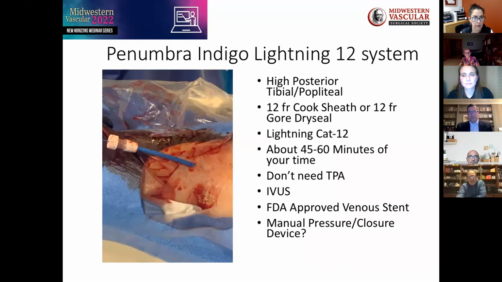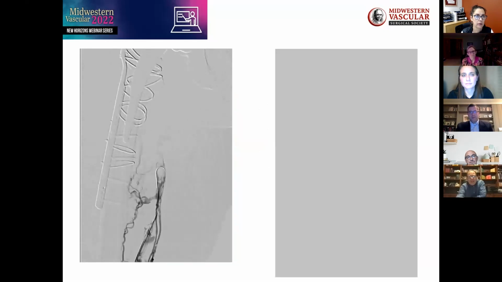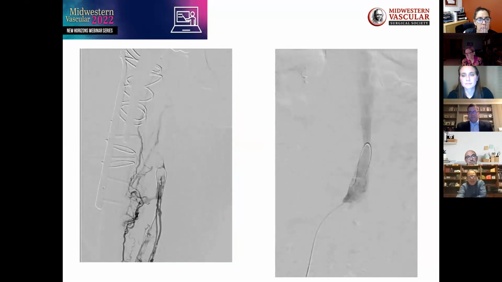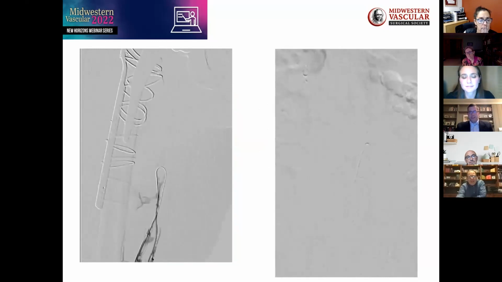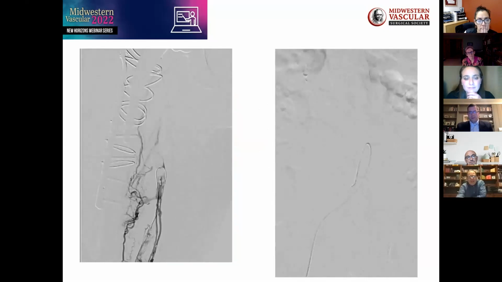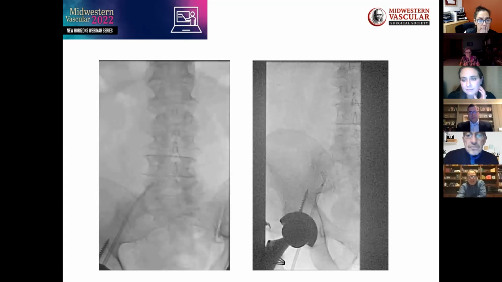So again, in prone position, we accessed the popliteal vein, placed an 8 French sheath, and confirmed these findings with a venogram. You can see the images here. And then decided to intervene. Again, he did not want TPA if possible. So using the Penumbra Lightning 12 system, we were able to perform aspiration thrombectomy.